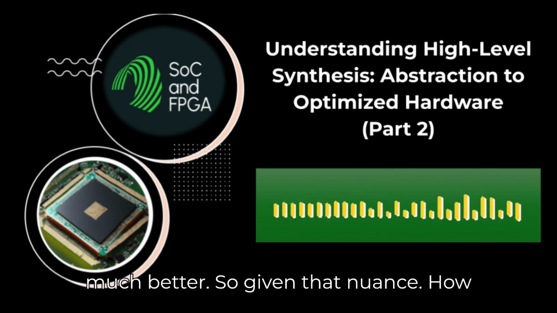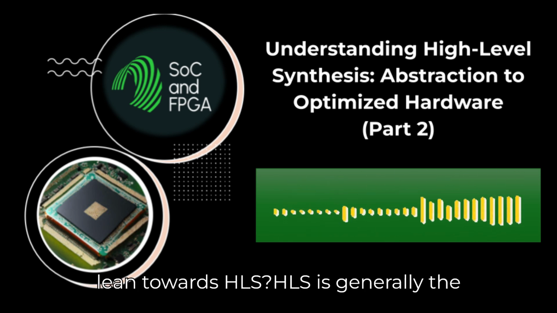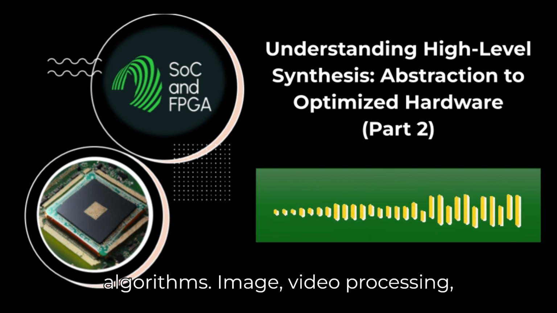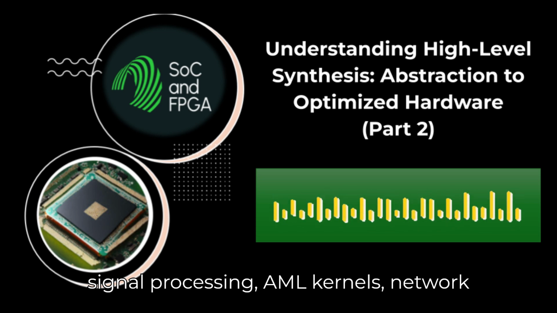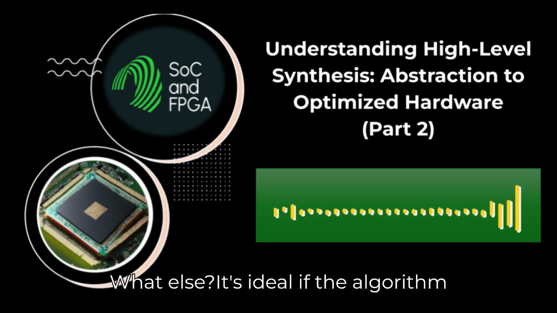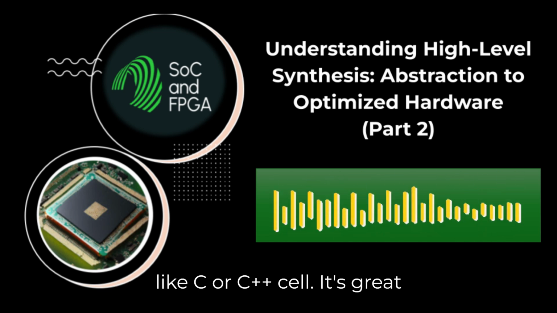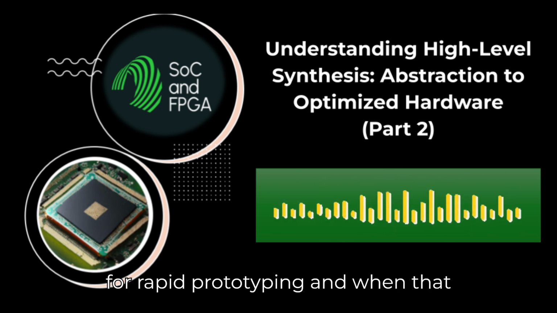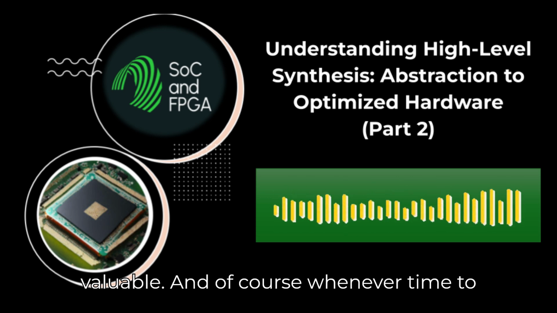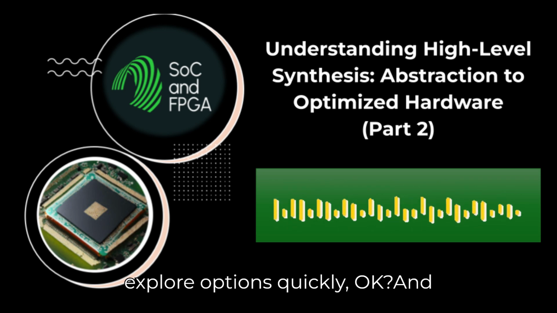So given that nuance, how does a designer choose? When should you lean towards HLS? HLS is generally the strong choice for those data flow-centric algorithms. Image, video processing, signal processing, AI/ML kernels, network packet processing functions. Makes sense. What else? It's ideal if the algorithm already exists in a high-level language like C or C++. It's great for rapid prototyping and when that architectural exploration is really valuable. And of course, whenever time to market is the absolute overriding priority. Get something working fast, explore options quickly.